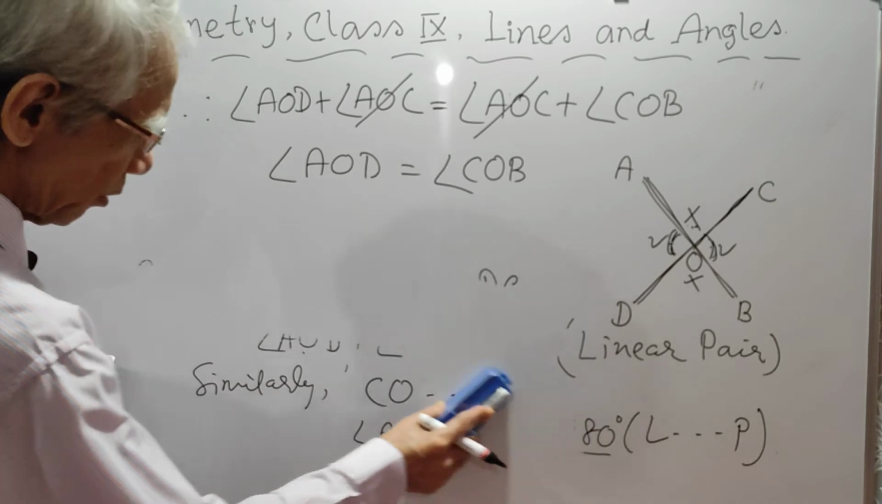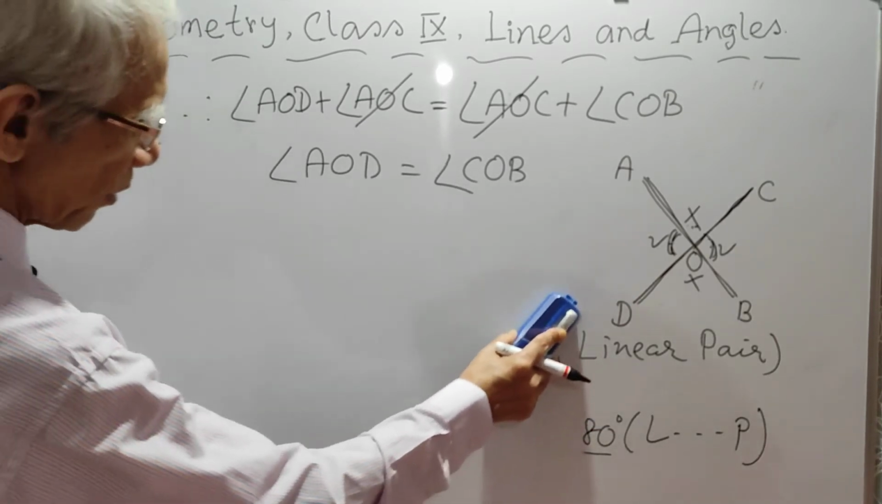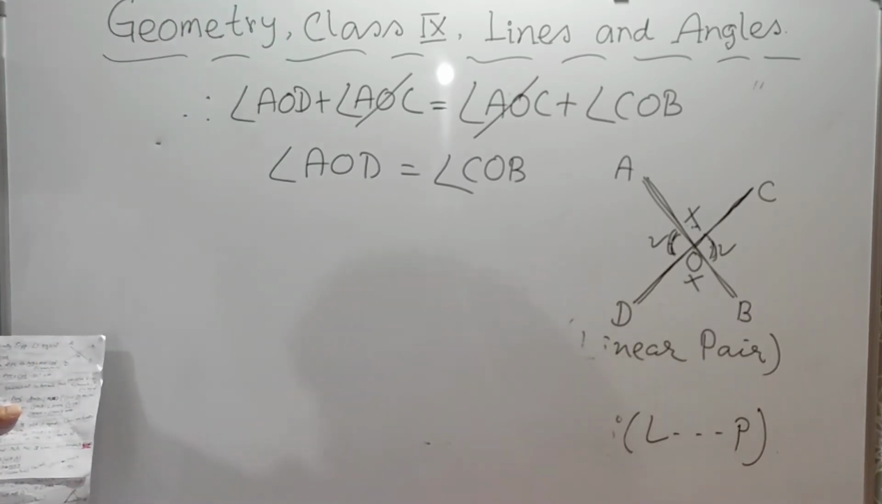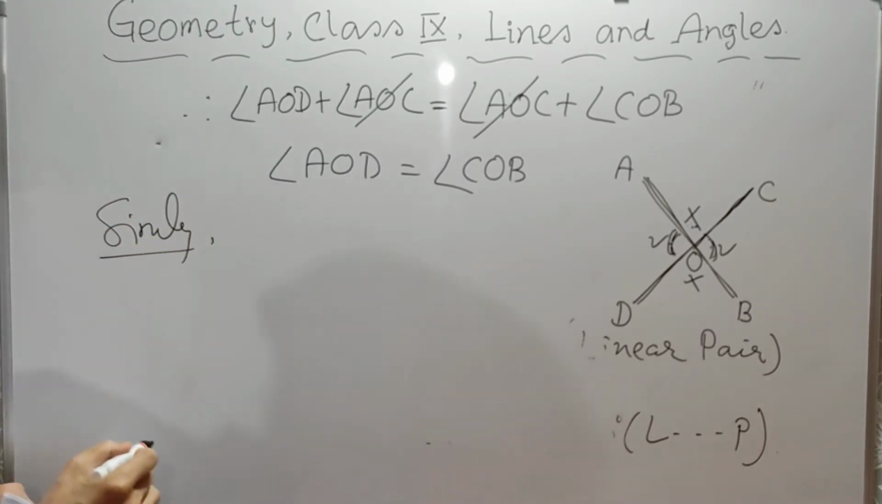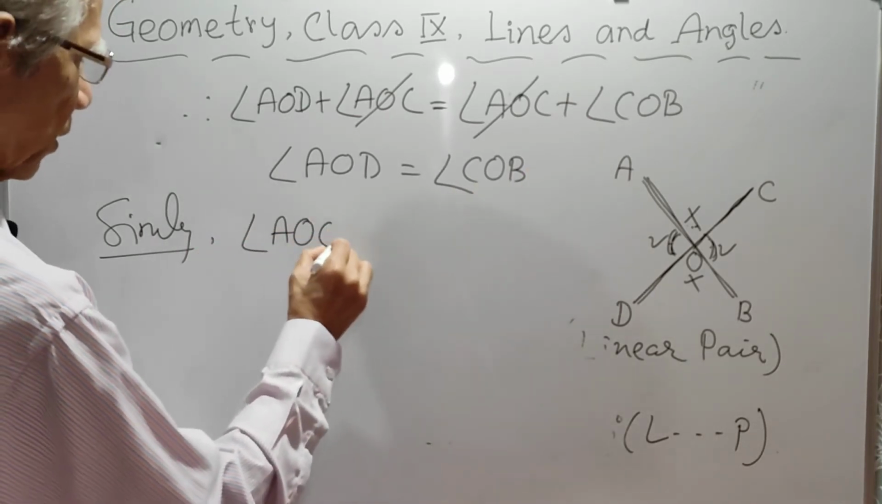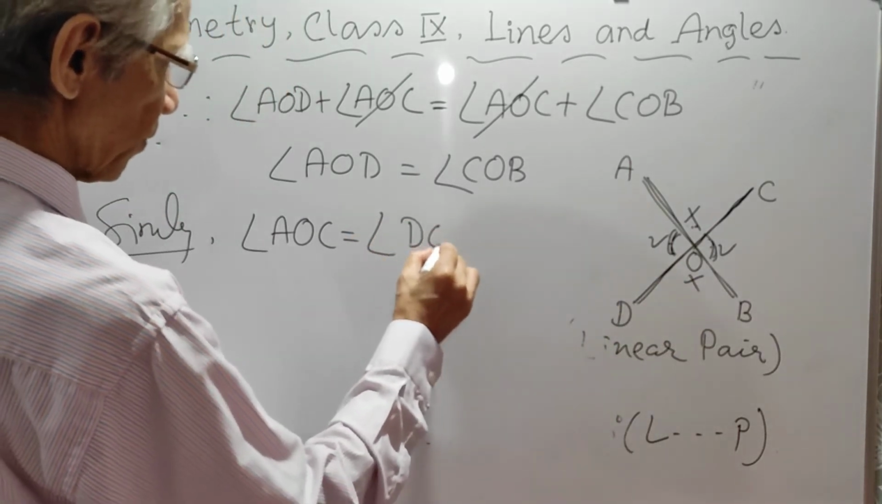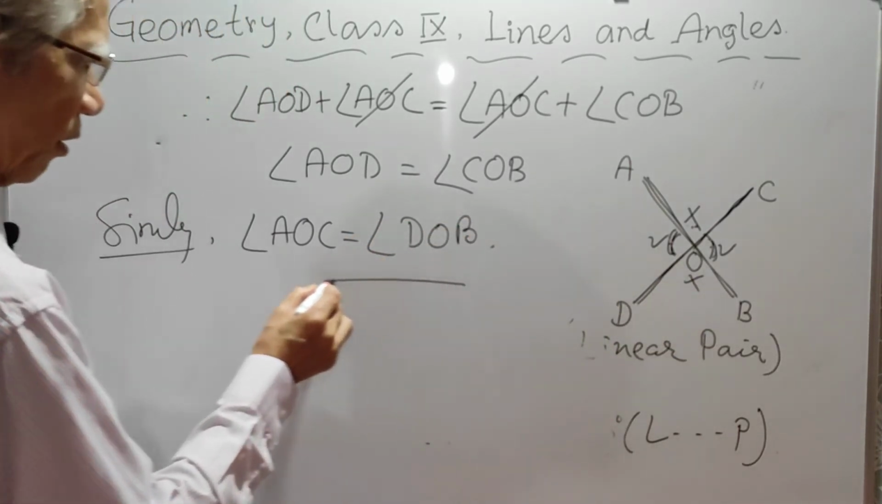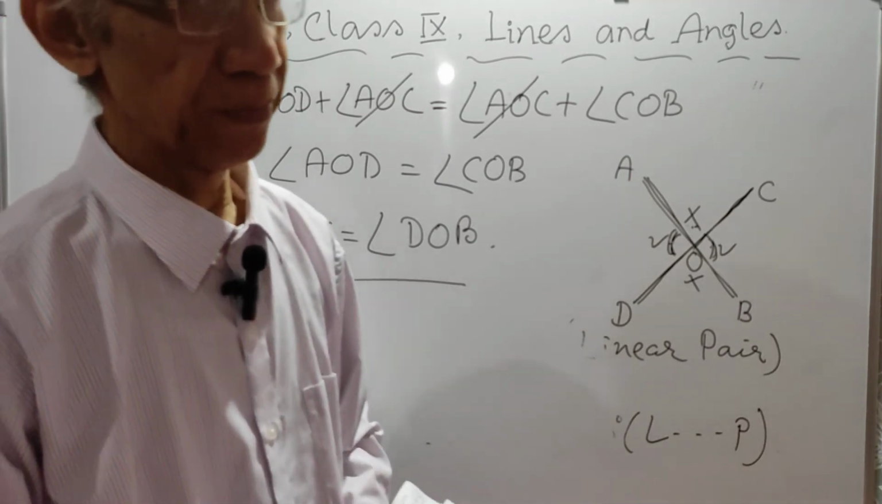So the remaining thing, how will you write? Simply, similarly we can prove the other pair. That means AOC equal to DOB. So this is how you have to write and conclude the proof.